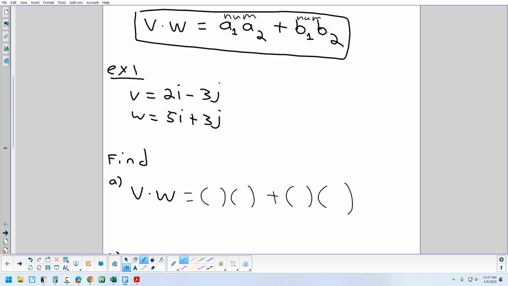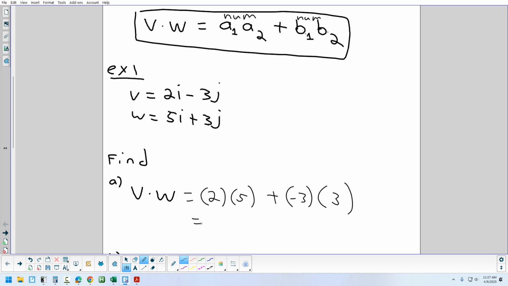2 and then 5. So it's going to be 2 times 5 plus what's going to go in the last 2? Would it be -3? Or just -3 and 3? -3 and 3. Yep. So 2 times 5, -3 times 3.